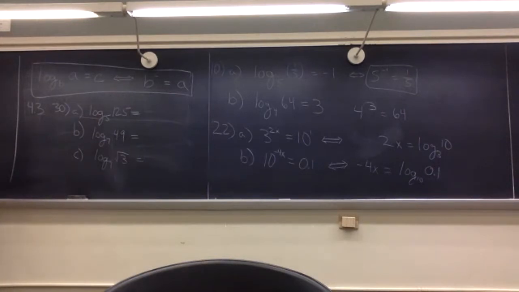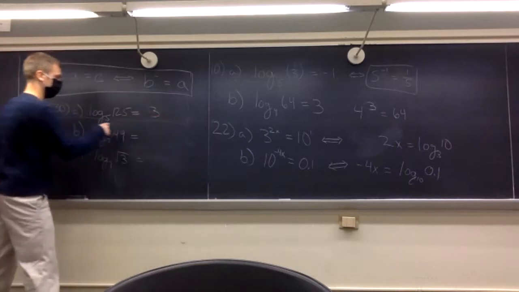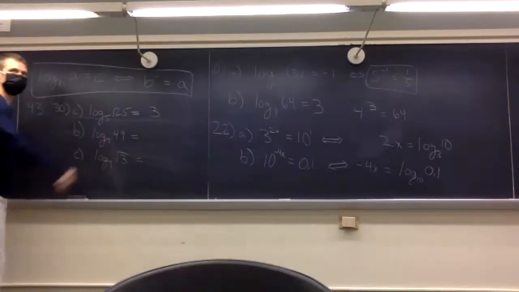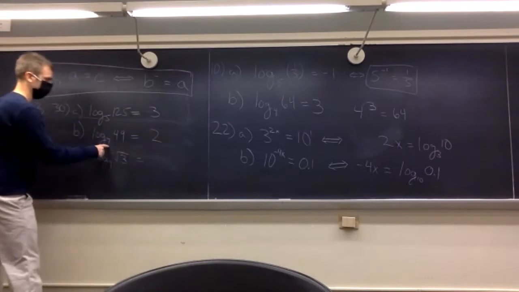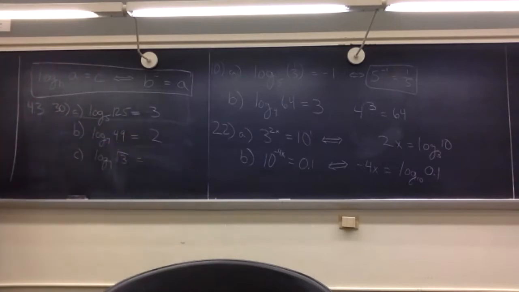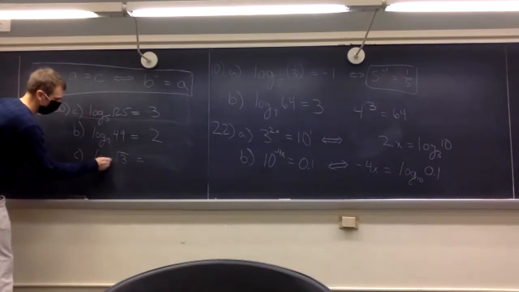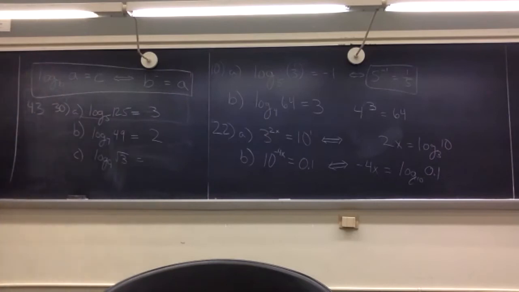Yes. 3, perfect. Because 5 cubed is 125. Okay, it sounds like you have the second one. 2, because 7 squared is 49. C. That's a 9, yeah. My chicken scratch is illegible most of the time. Thank you. Yes, that's a 9.